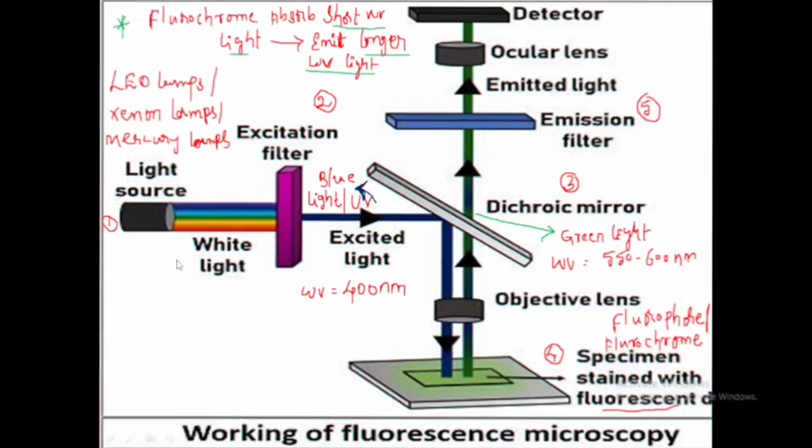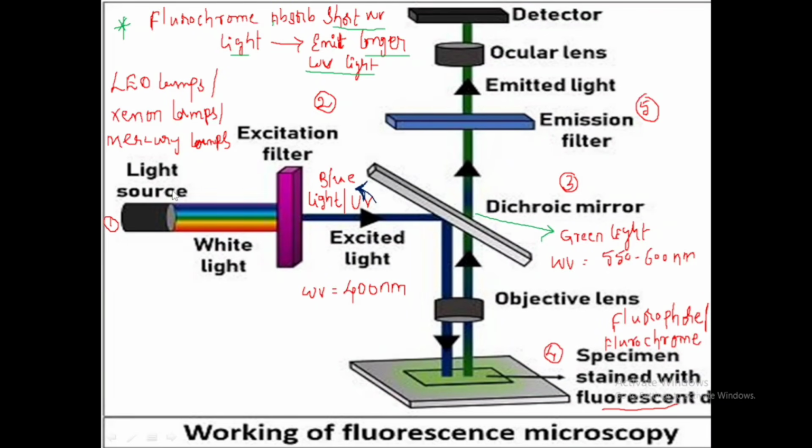Now, this microscope has different parts. The first one is the light source. Here we can use high power LED lamps, xenon lamps or mercury lamps, because these can all generate UV light and high intensity light. The next part is the excitation filter, which is very special. It can pass only blue light.